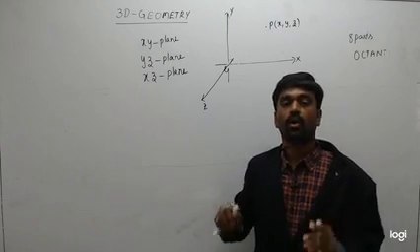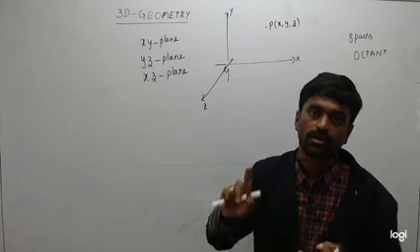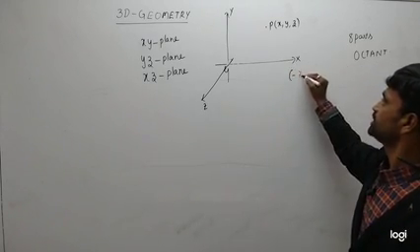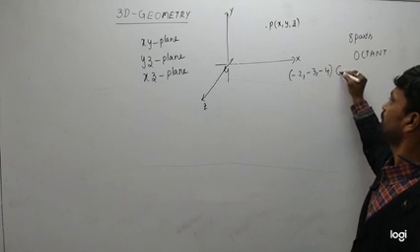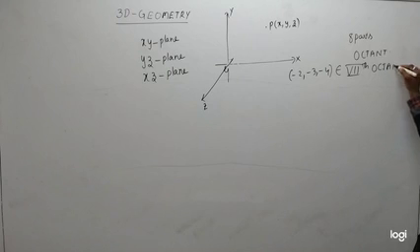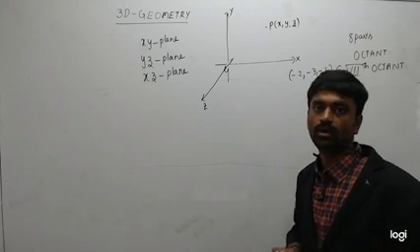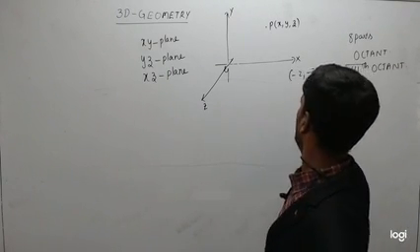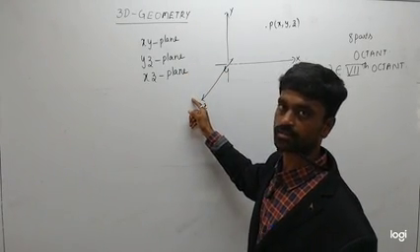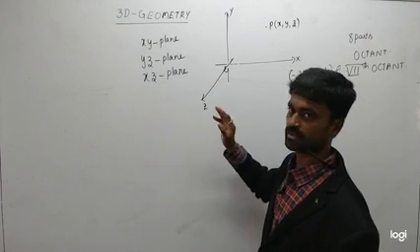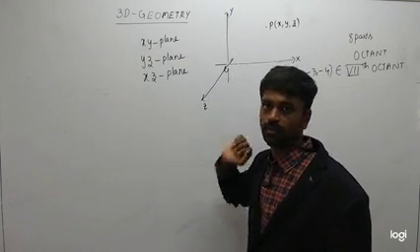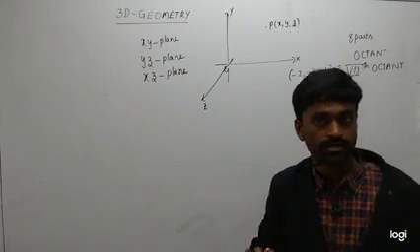In the 7th octant, all are negative. That is, the x coordinate, y coordinate, and z coordinate are all negative. That means (-2, -3, -4) lies in which octant? It lies in the 7th octant. Because we have to move 2 units along the negative x-axis, 3 units along the negative y-axis, and 4 units along the negative z-axis, it will lie in which octant? 7th octant. So in the 7th octant, all coordinates are negative.